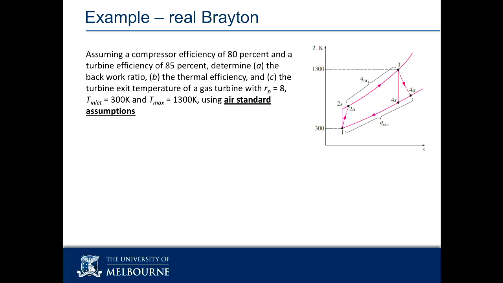The question says, assuming a compressor efficiency of 80% and a turbine efficiency of 85%. Those are the numbers that I've just told you about. Determine the backwork ratio, the thermal efficiency, and the turbine exit temperature. Where's the turbine exit temperature? Compressor, combustor, turbine. This is the ideal turbine exit temperature. This is the actual turbine exit temperature. So if I can find my way to point 4 and determine its state, I can tell you the temperature.